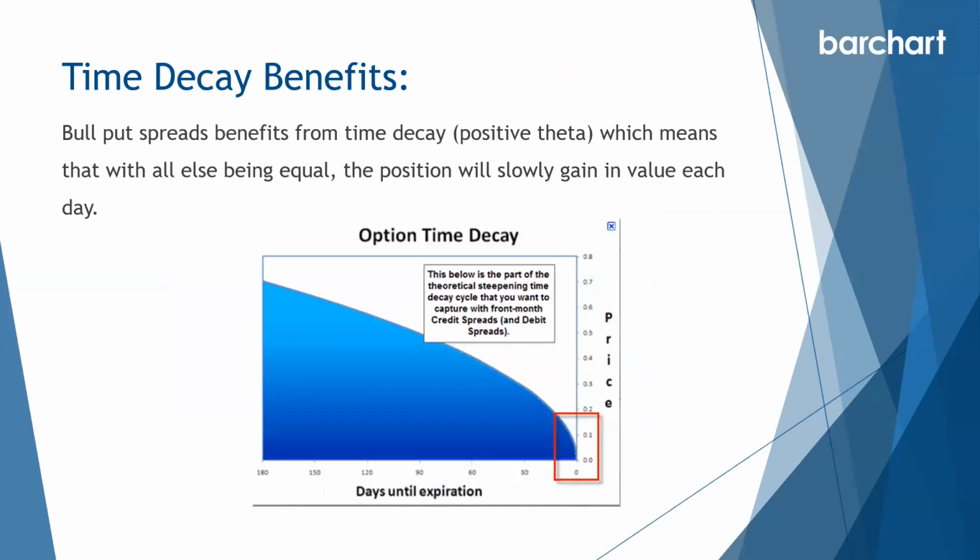Bull put spreads benefit from time decay, otherwise known as positive theta, which means that with all else being equal, the position will slowly gain in value each day due to the passage of time. Some of you might be familiar with this option time decay chart, where the time decay starts to get more intense the closer we get to expiration.